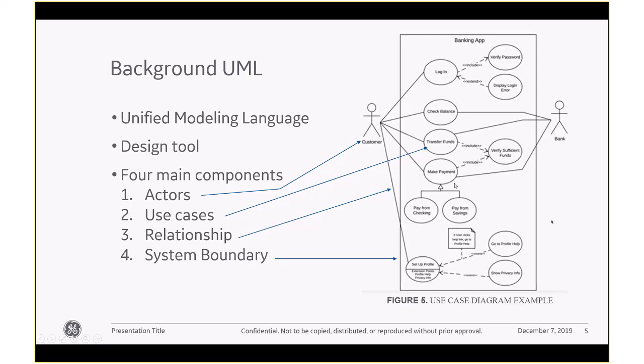And then the last component of a UML use case diagram are the various relationships that exist between the use cases and between the actors and the use cases.